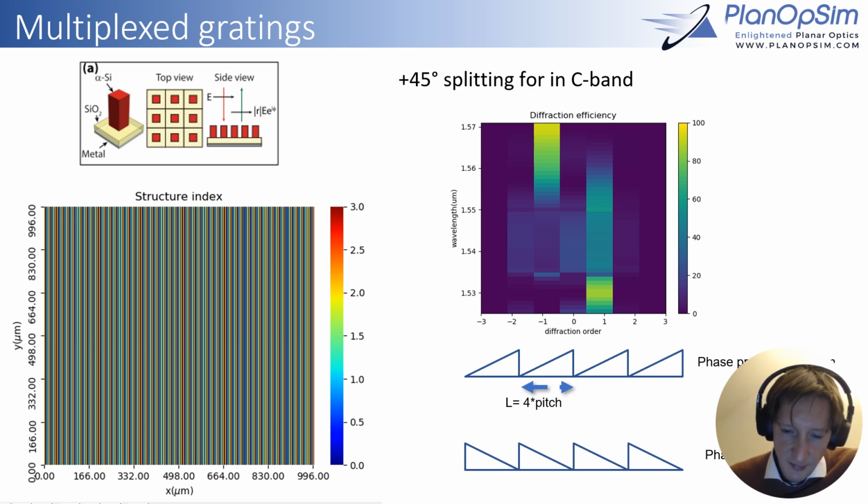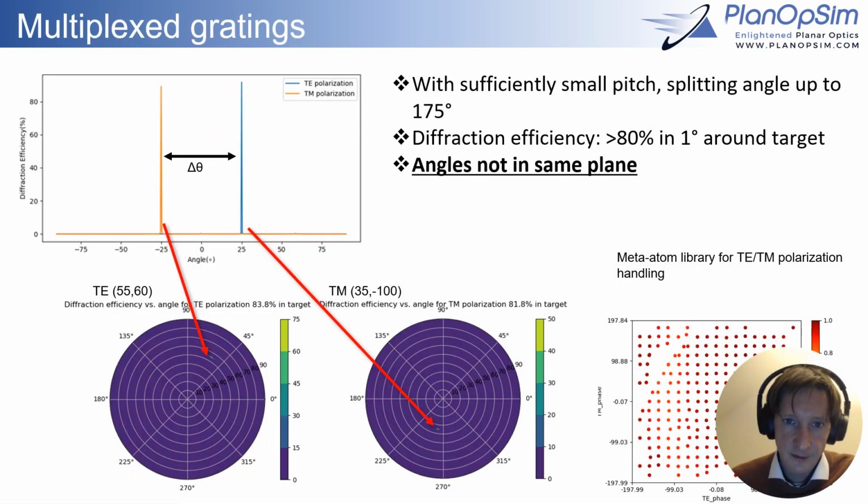But because of the multiplexing, the phase profile for the shorter wavelength, for 1530 nanometer, is blazed in this way. So this sends the diffraction in the other direction and allows us to create a wide angle splitting grating, which sends the light split in the diffraction orders over a large range, plus 45 degrees in total in this example.